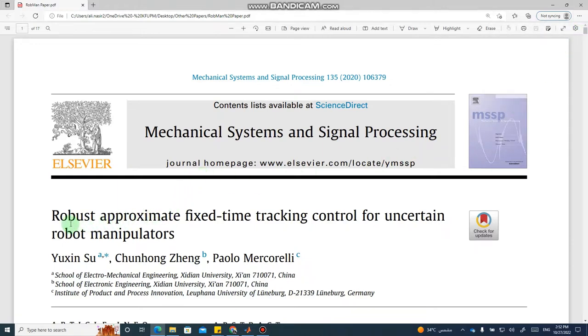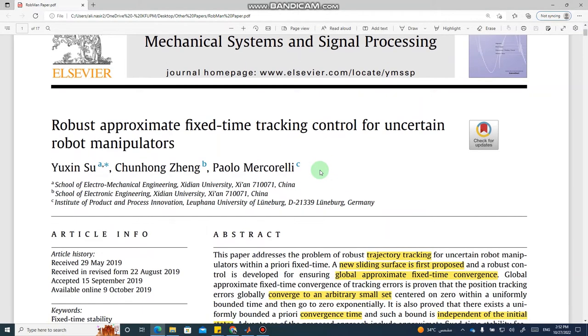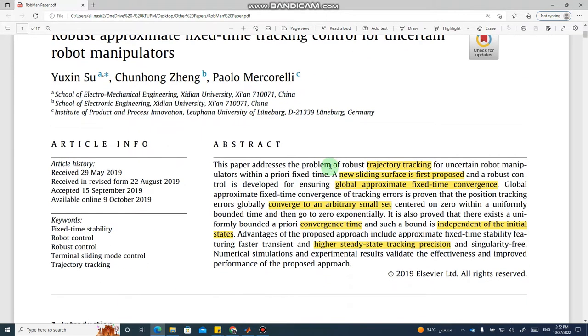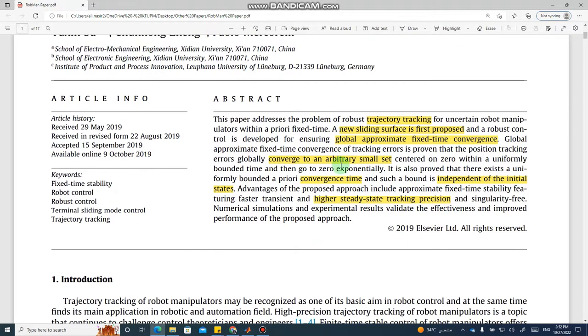Today we are going to discuss this new paper, robust approximate fixed time tracking control for uncertain robotic manipulators. This paper has been published in Mechanical Systems and Signal Processing in 2020, and it's fairly recent and has been shared by one of the viewers of the channel.